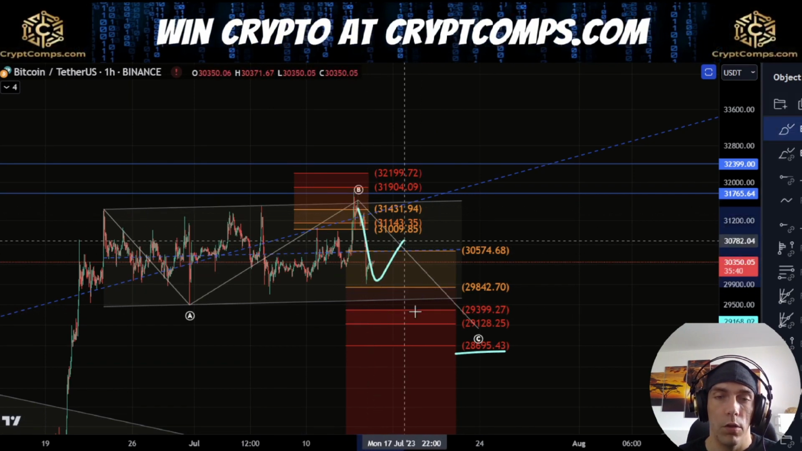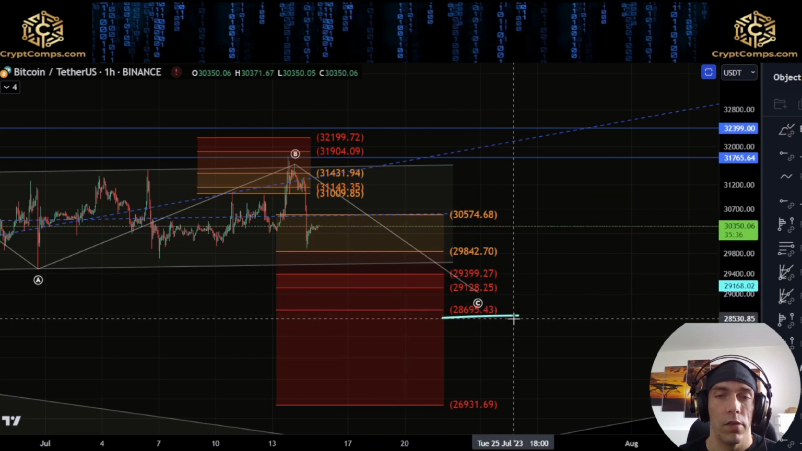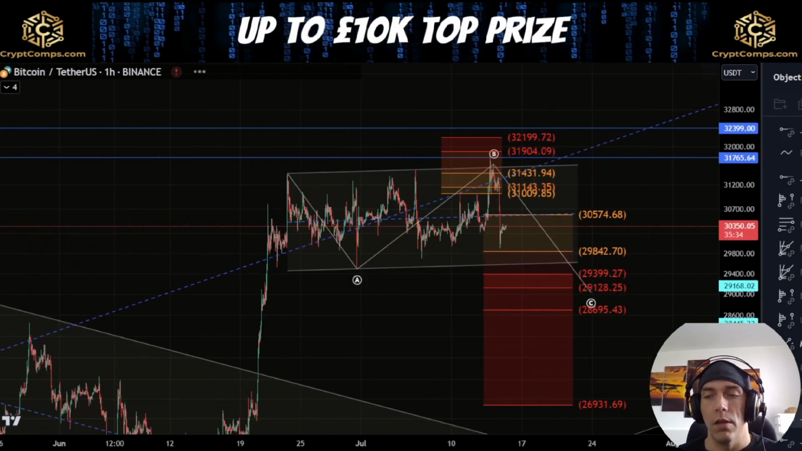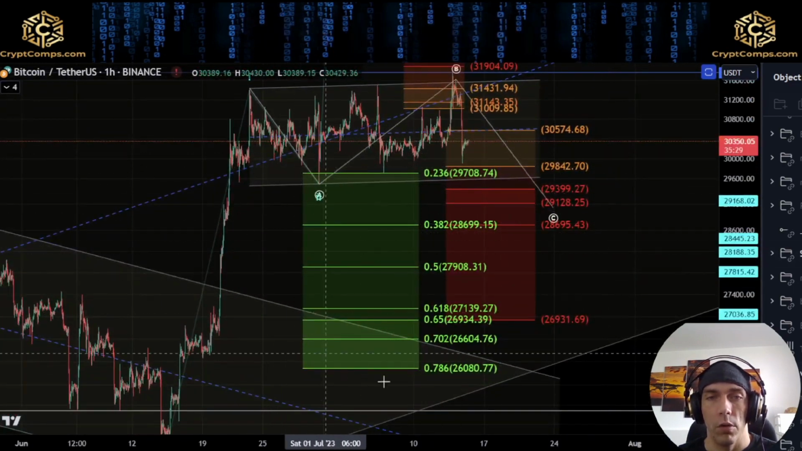Alternatively, if we do see 1, 2, 3, 4, 5, then potentially we could actually be looking for this as a C wave. So the idea with these is that we are looking for that possibility of coming back down and retesting some of these lower support zones.